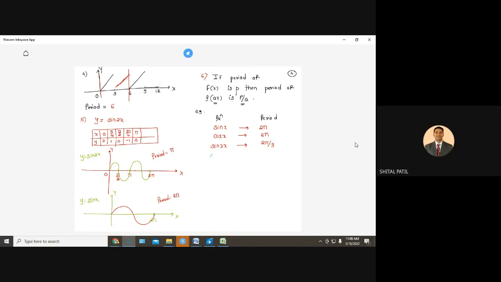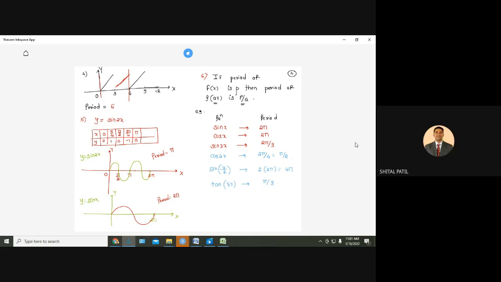Then say cos of 4x. What is the period? 2 pi divided by 4. That is pi by 2. Yes. Then suppose it is sine of x by 2. What is the period? 2 into 2 pi, isn't it? That is 4 pi. Right. Then if it is tan of 3x, what is the period? The period of tan x is pi. So pi divided by 3.